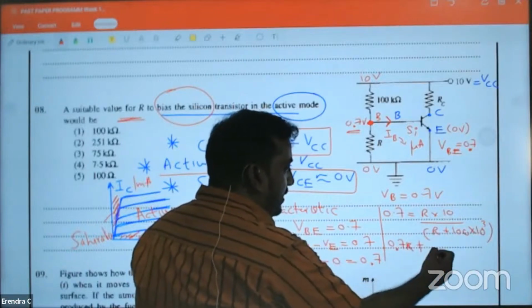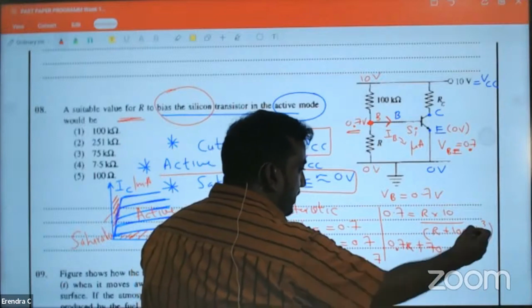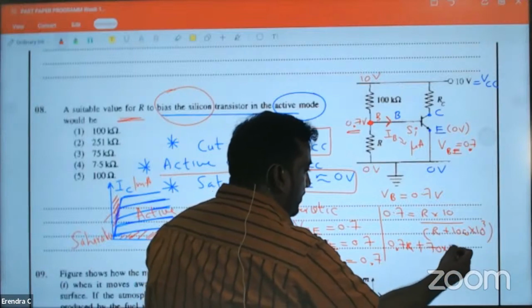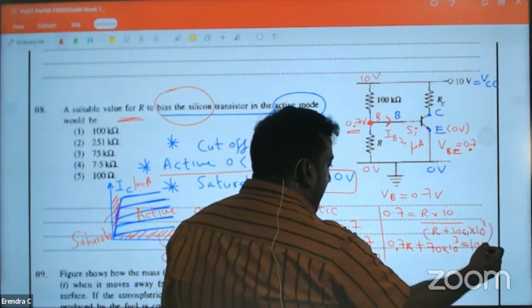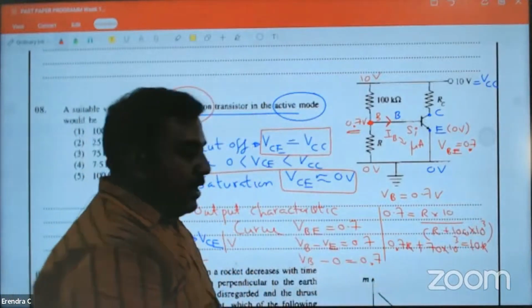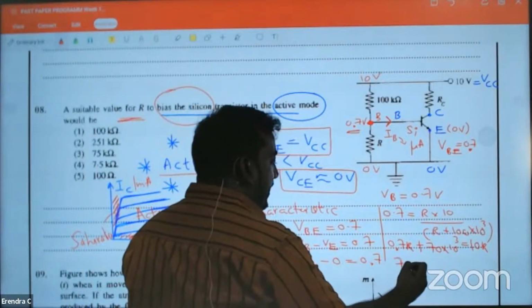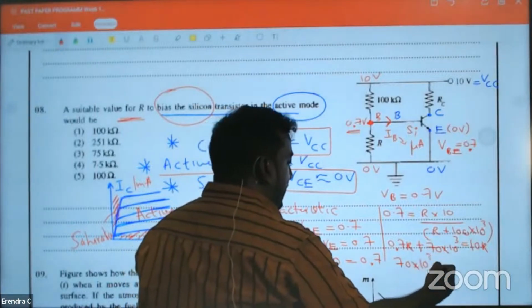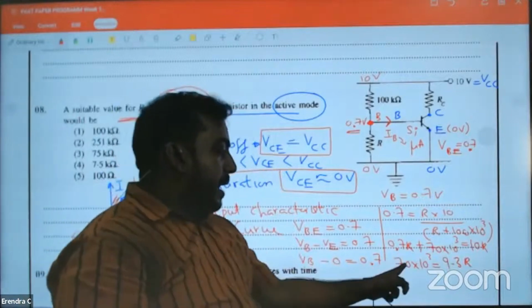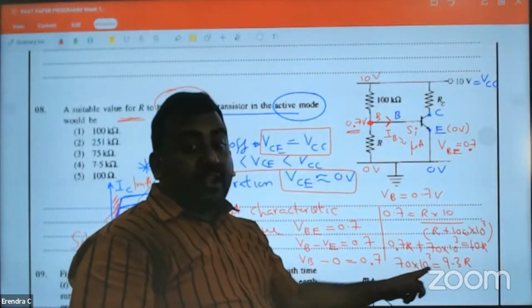0.7 times 100 is 70 kilo ohm. 70 kilo ohm times 10 to the power 3. That is equal to 10 R. Take this to the other side: 10 R minus 0.7 R is 70 kilo ohm. So 9.3 R equals 70 kilo ohm. I am dividing 70 by 9.3.